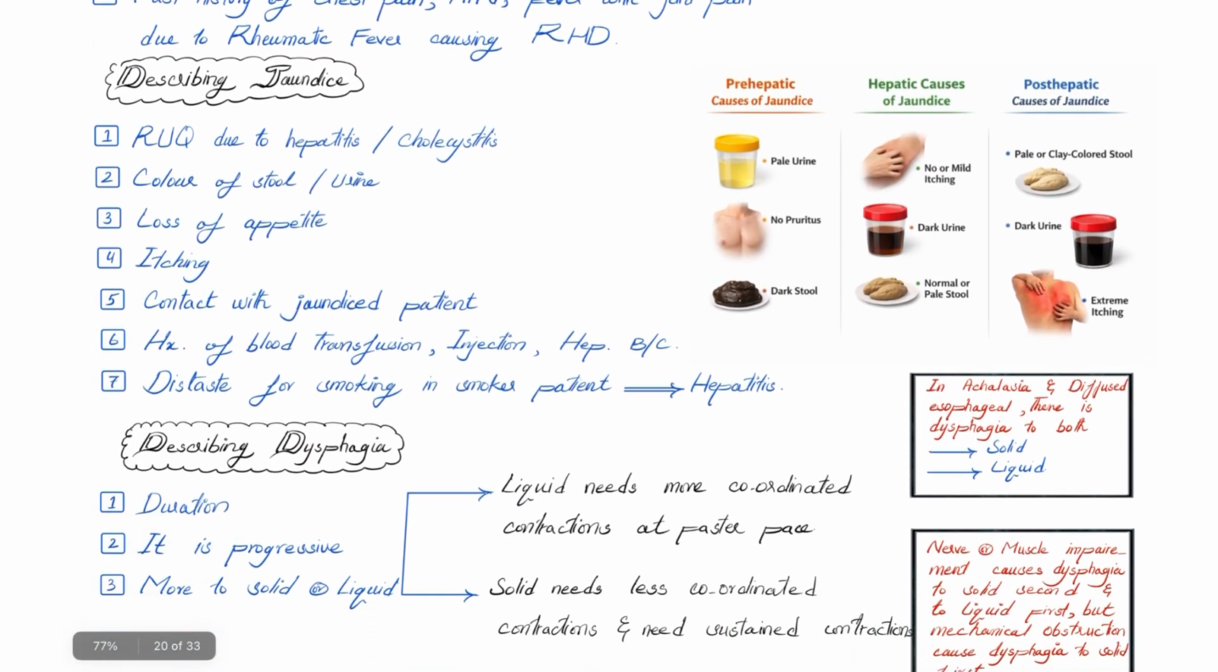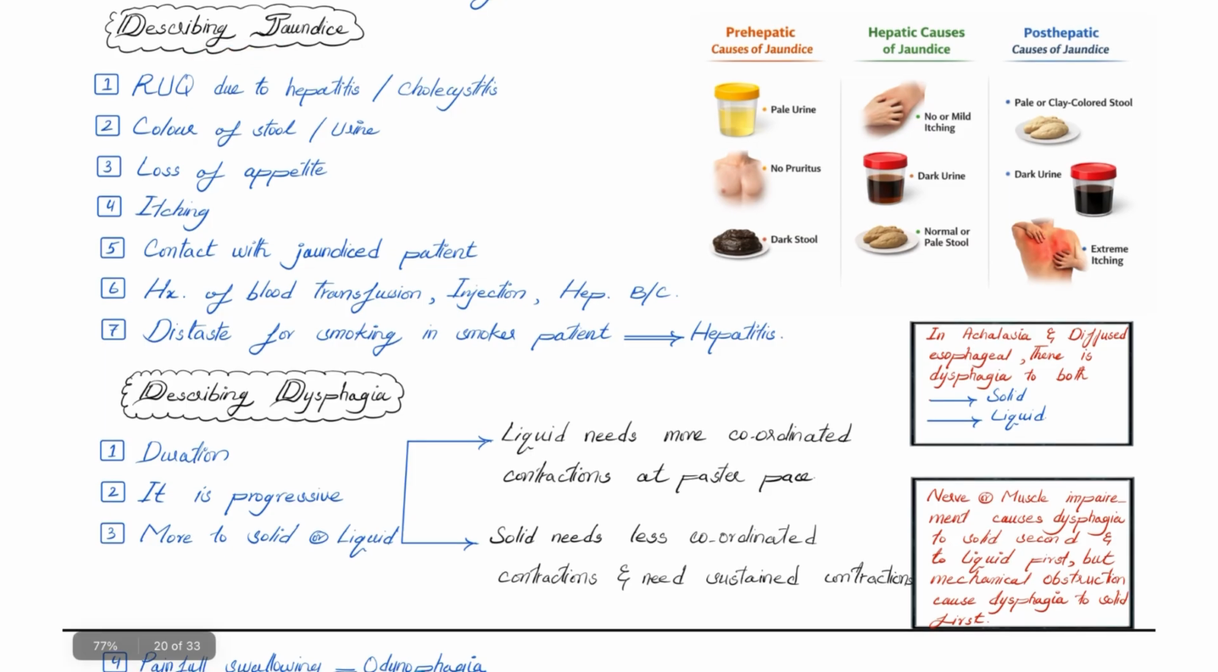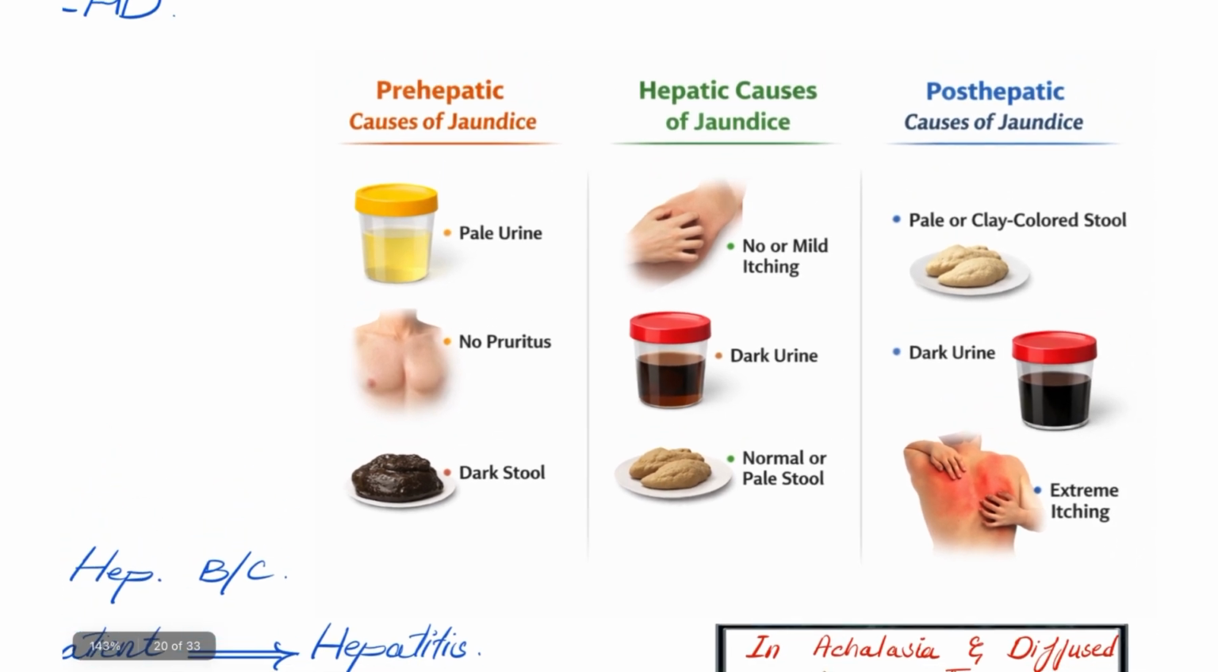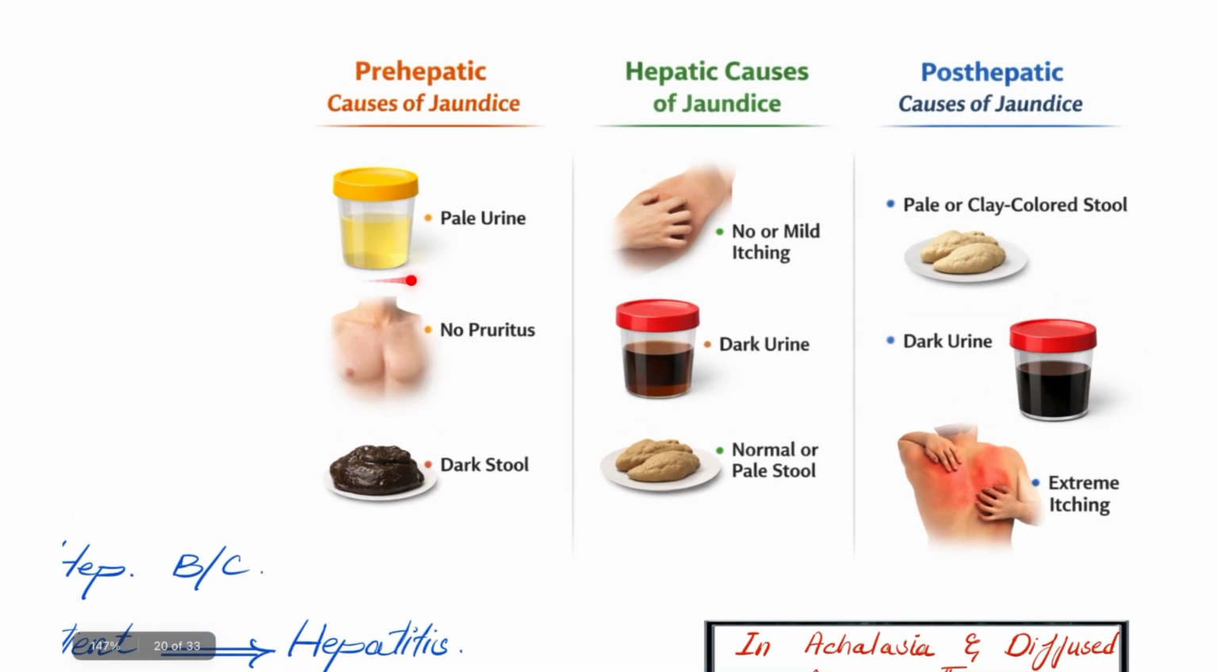Now, if the patient presents with jaundice, you can rule out the causes of jaundice with your history. Like pre-hepatic causes of jaundice can be ruled out by asking about the patient's urine, history of itching, and color of stool. If the patient has pale urine but no history of itching and the color of stool is dark, then jaundice has a prehepatic cause. But if the patient has mild or no itching and the urine is dark and the stool is either normal or pale in color, then the cause of jaundice can be hepatic.